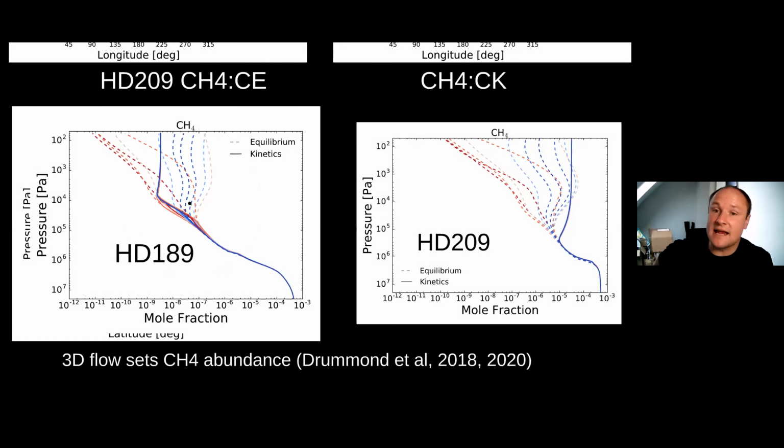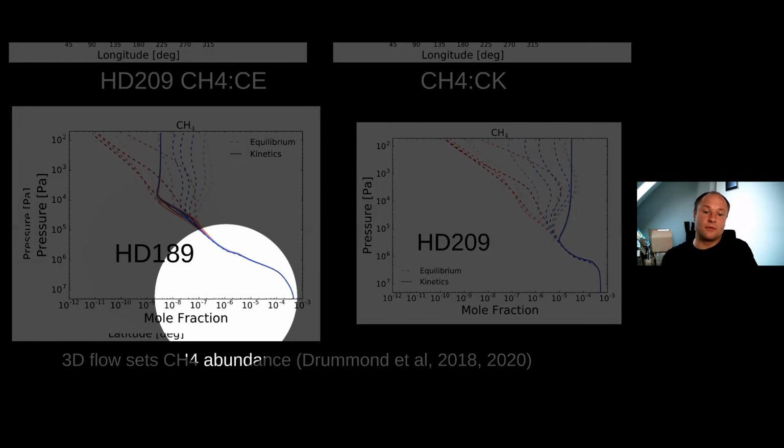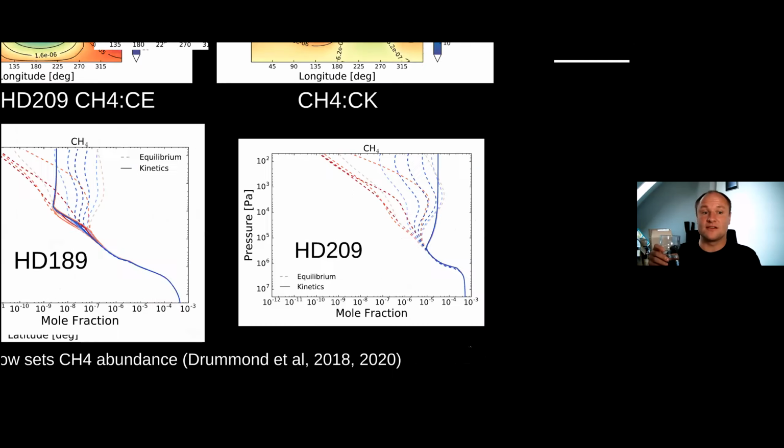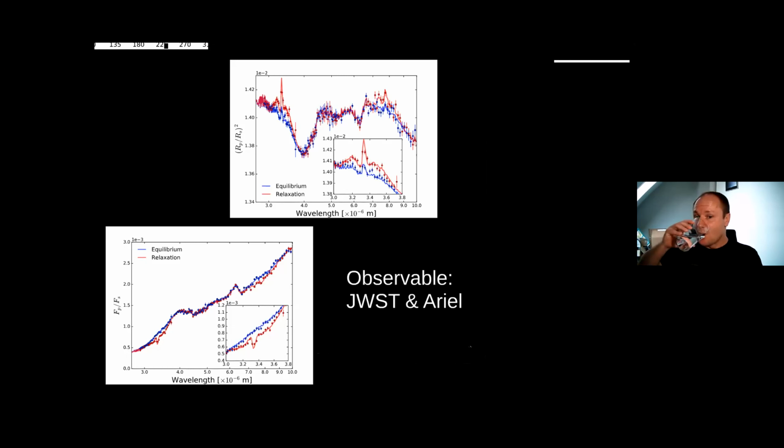But what it is saying is that if you use retrieval techniques to determine an abundance in the upper atmosphere, you need to be very careful with the assumption of equilibrium, because we're indicating here that that assumption should not hold. And this is work by Ben Drummond, which you can see in a recent slew of papers. And as I say, we're now following this up with many more planets.